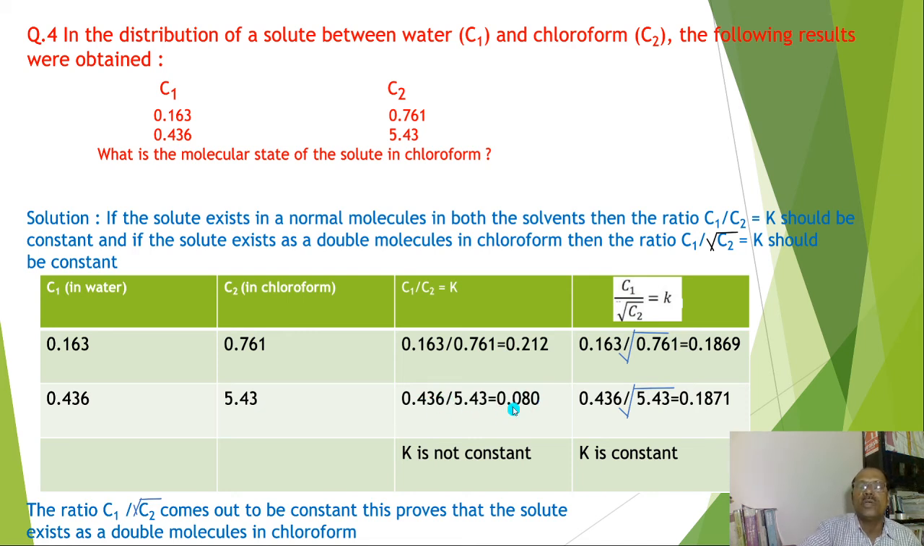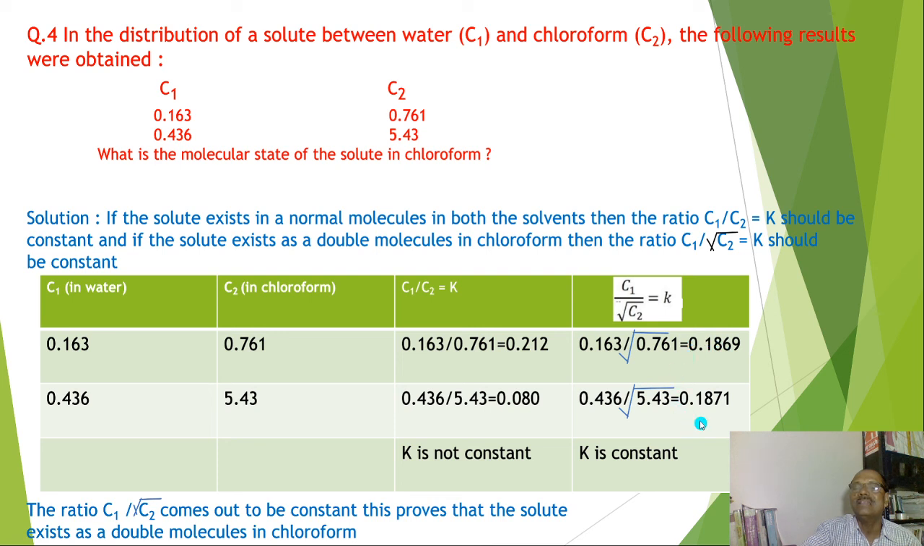The answer is 0.080. So 0.212 and 0.080 are the values of K for this formula. It is not constant, and hence the solute is not in a normal condition in the chloroform. Then we have to see the results for C1 upon root of C2 is equal to K. By putting the values of C1 and C2 in the given formula in this way, we get the value of K as 0.1869. And for the second case, by putting the values of C1 and C2 in the given formula, the value is 0.1871.